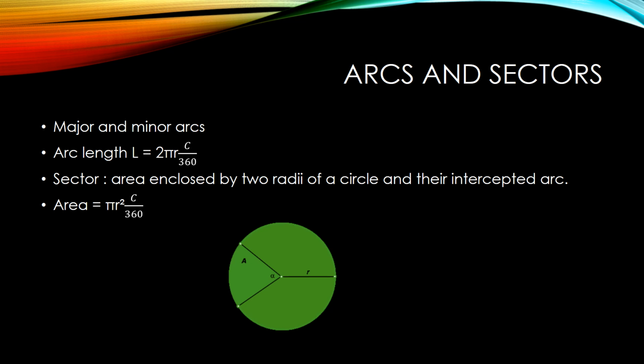A sector is the area enclosed by two radii of a circle and their intercepted arc, a pie-shaped part of a circle. The area of a sector is given by the formula area equals pi r square into C by 360, where C is the central angle in degrees. What this formula is doing is taking the area of the whole circle and then taking a fraction of that depending on the central angle of the sector. So, for example, if the central angle was 90 degrees, then the sector would have an area equal to 1/4 of the whole circle.